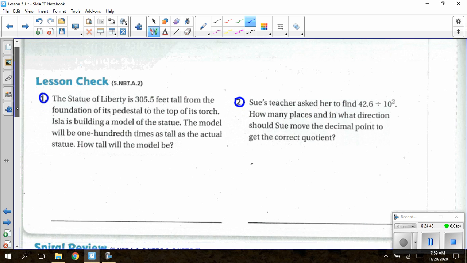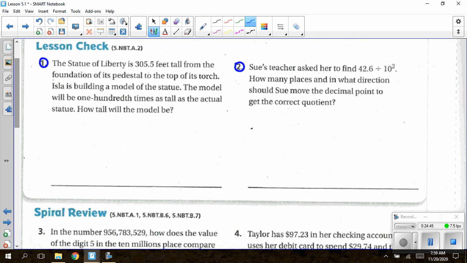For question number 1, it says the Statue of Liberty is 305 and 5/10 feet tall from the foundation of its pedestal to the top of its torch. Isla is building a model of the statue. The model will be 1/100th times as tall as the actual statue. How tall will the model be?